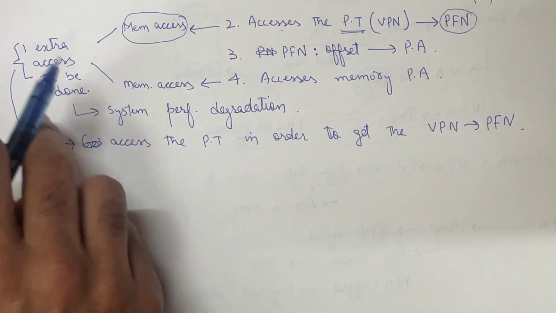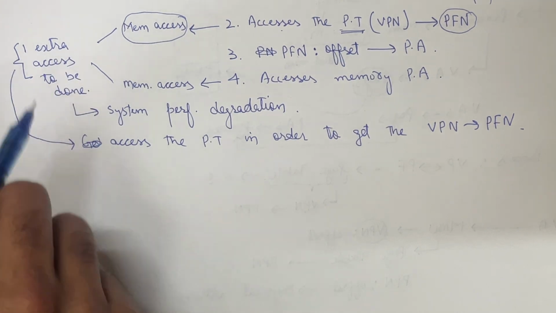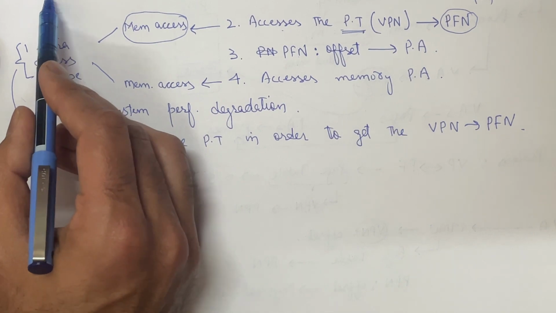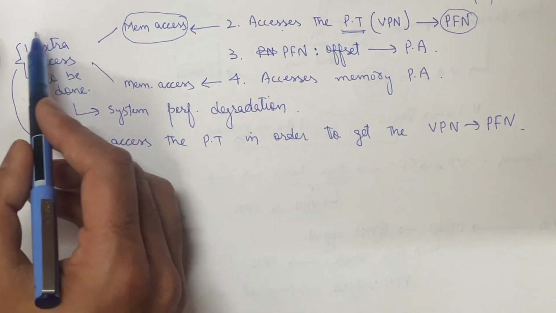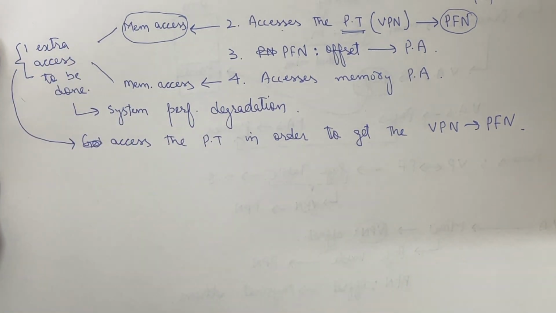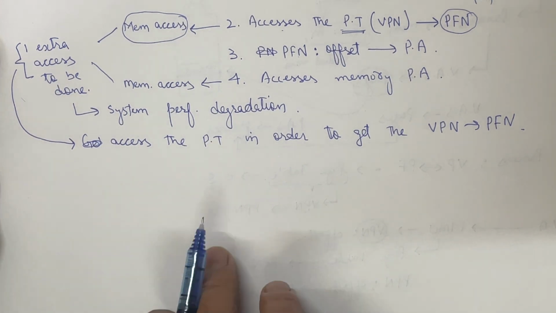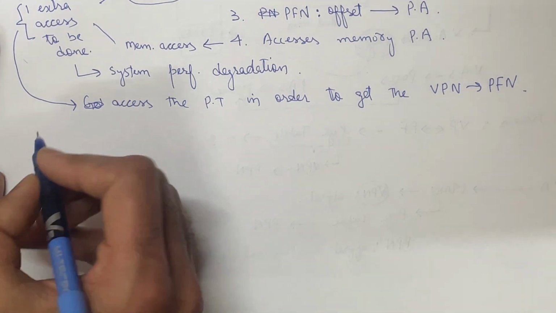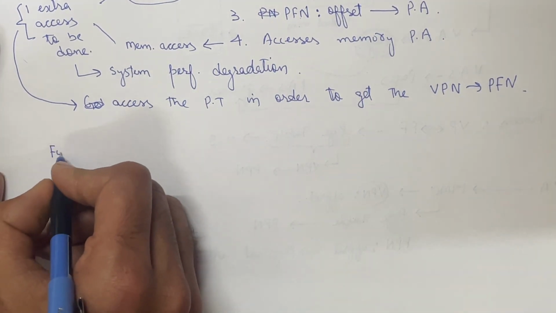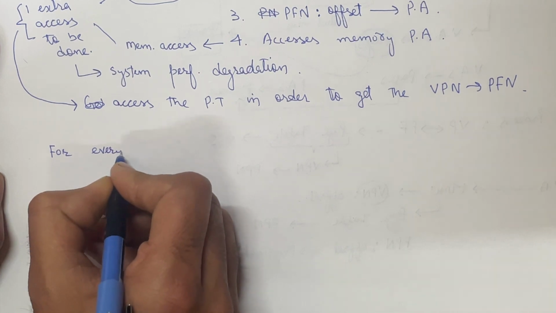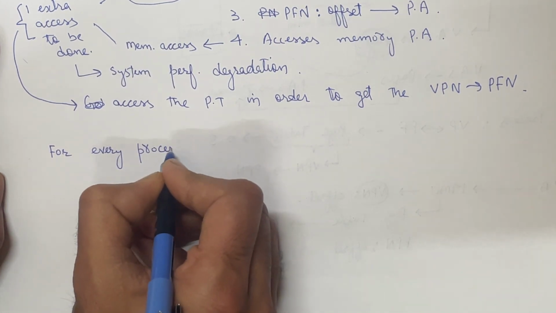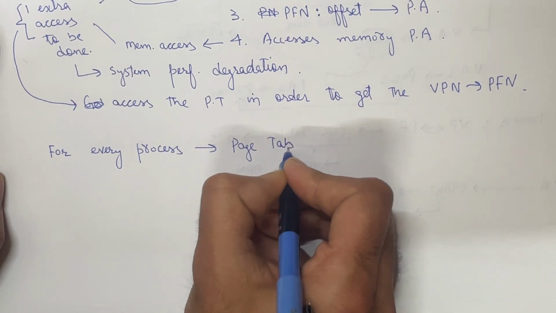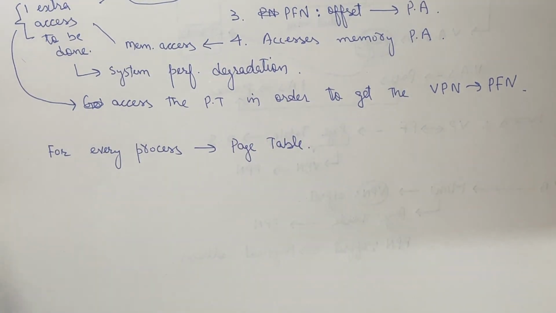We will see how we can solve this problem later in the lecture. But you have to remember that one of the limitations of this paging scheme is that there is a need of an extra memory access to be done. Another limitation with the paging scheme is that for every process, we need to have a page table. So for every process, there is a page table.